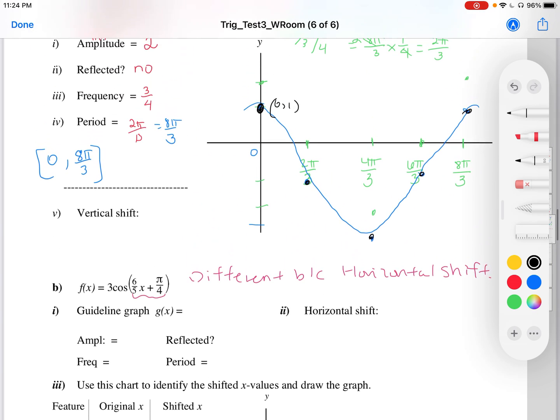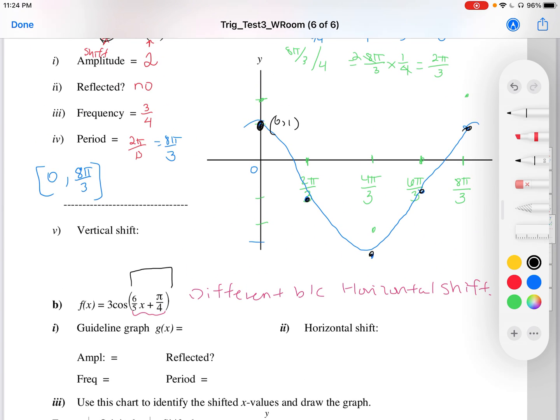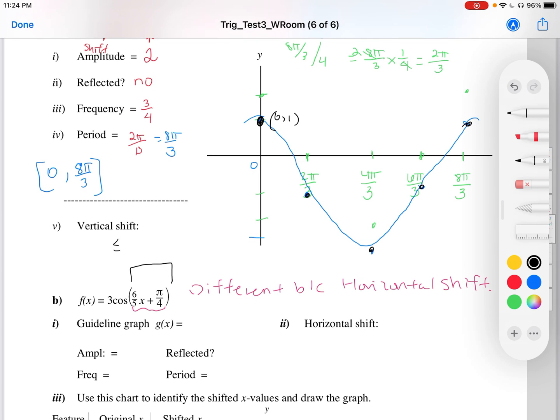Now, if you have addition or subtraction within your cosine argument, then you have a horizontal shift. Finding your points for one period will vary. It won't be as easy as just taking 2 pi over b and dividing by 4. It's a bit more involved. You have to create a compound inequality from 0 to 2 pi and solve for x. So that's when I would totally suggest you look into your notes. This was 6.1 part 2.